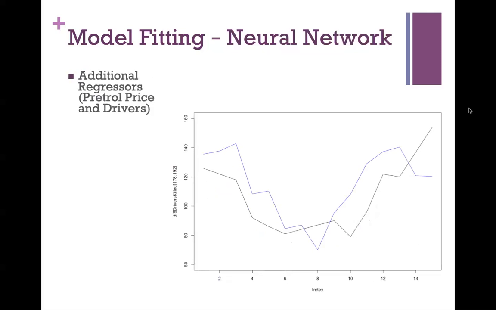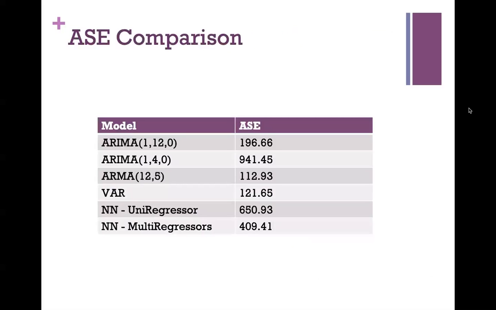And then when I added additional regressors, I added petroleum price and just the number of drivers. And this gets closer. It definitely gets closer, but it's still not a very good estimator. So here's the ASE.